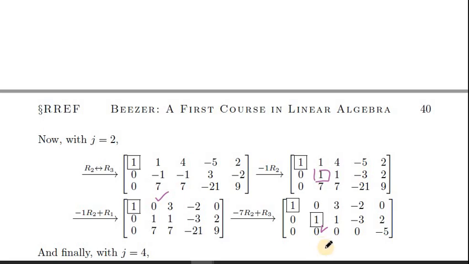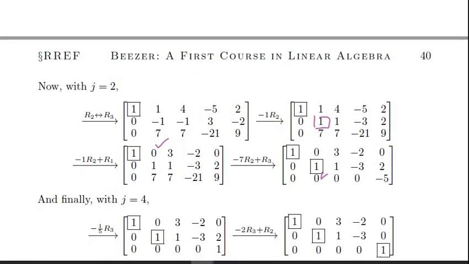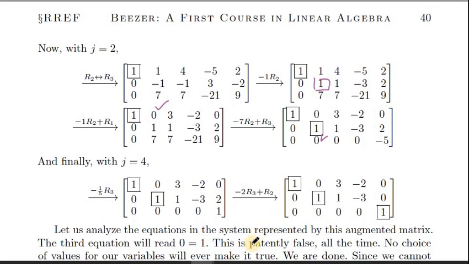Now I have to repeat my process. I want to create the next possible leading one. Where's the next possible leading one? That's over here. Okay. I create that leading one just by multiplying the last row by -1/5. So I have a leading one here. Then I need to make all zeros above it. So this one's already a 0. I'm going to make this 2 a 0. I take -2 row 3 plus row 2, and I get a 0 here.